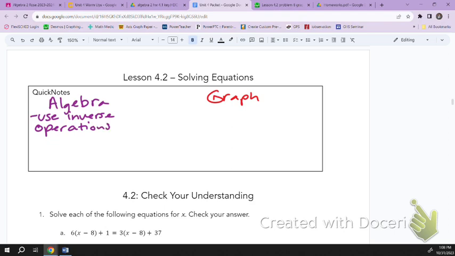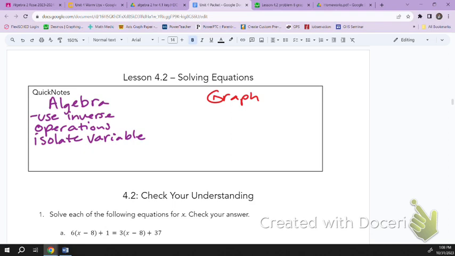What I'm talking about on 4.1's quick notes, we listed all those inverse operations. So if I'm square rooting, I would square it. I'm doing the opposite. Okay, and our goal is to always isolate the variable x or y or c or v or whatever you're solving for.